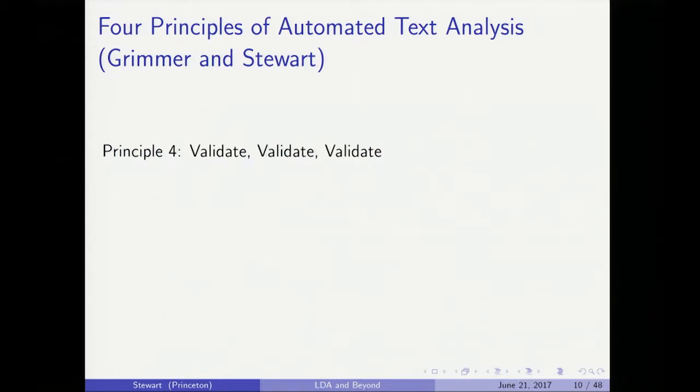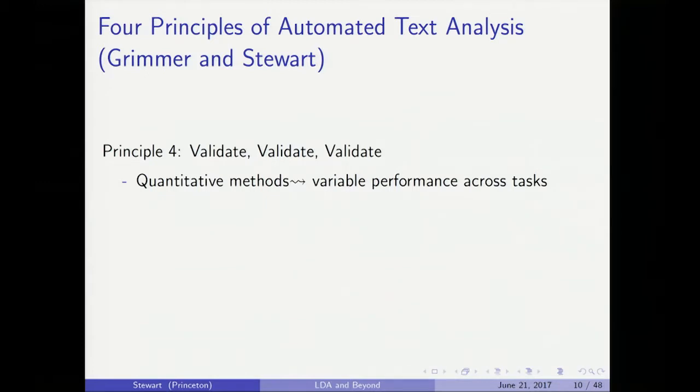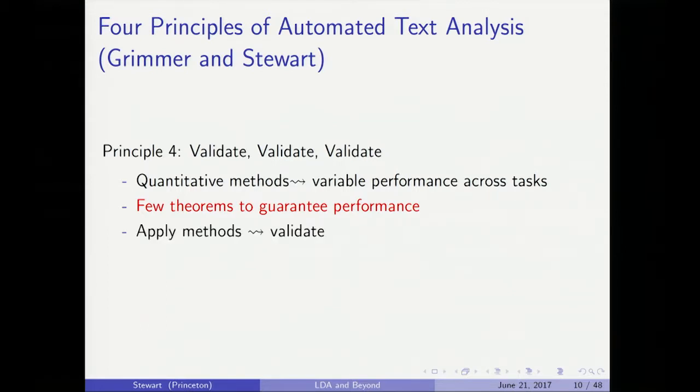Okay, so the last principle is validate, validate, validate. The principle is so important we named it thrice. The idea here is that these methods have variable performance across tasks. And so we want to make sure that it's performing well in our circumstance. There's very few theorems to guarantee performance, and in fact, there are some theorems that guarantee that you can't have universally best performance, which is even worse, right? We can basically guarantee the opposite. So we want to apply methods, and then we want to validate them. The validation is often boring and a little bit application specific, so it's hard. It's a difficult thing to do. People want to drop it out of the analysis, but it's really, really important, and you want to be careful with that. So avoid the blind application of methods. Check your work.